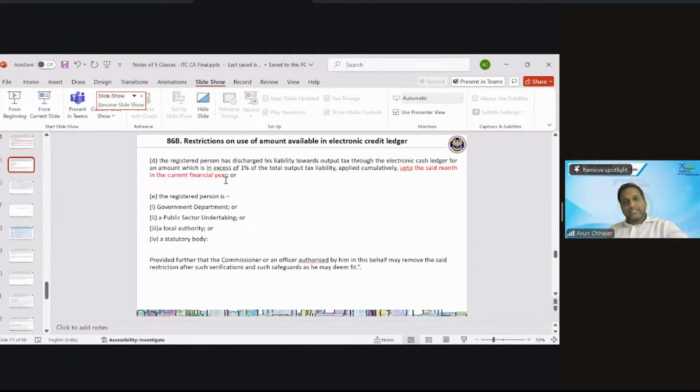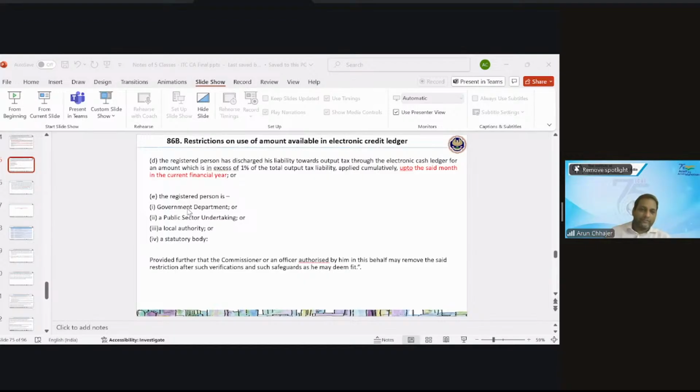Then the fourth condition is he has already paid liability of more than rupees 1 lakh, more than 1%, not 1 lakh, more than 1% in cash up to the said month in the current financial year. Or the registered person is a government department, PSU, local authority, statutory body, etc.